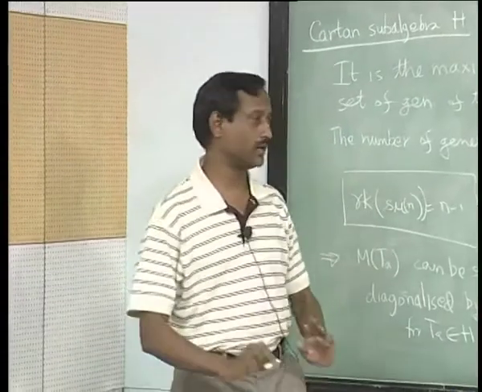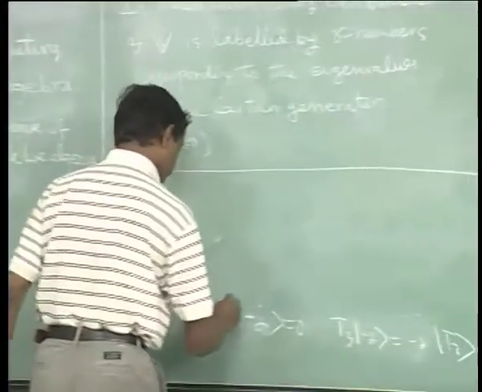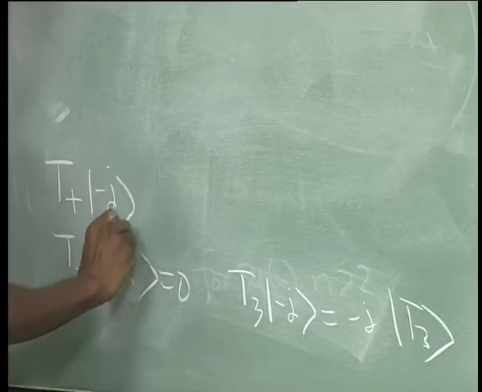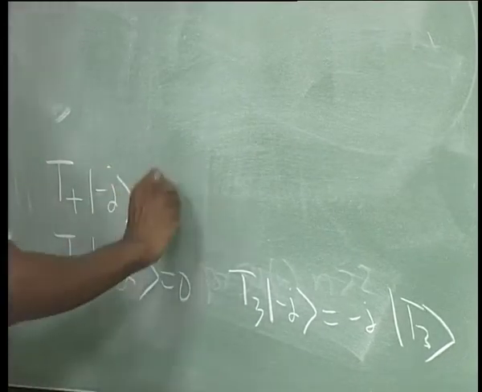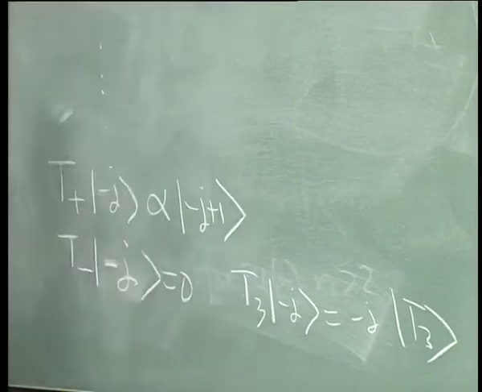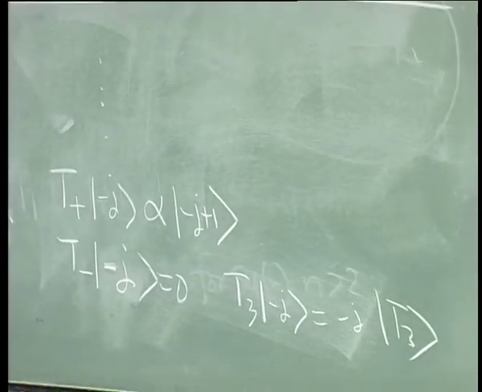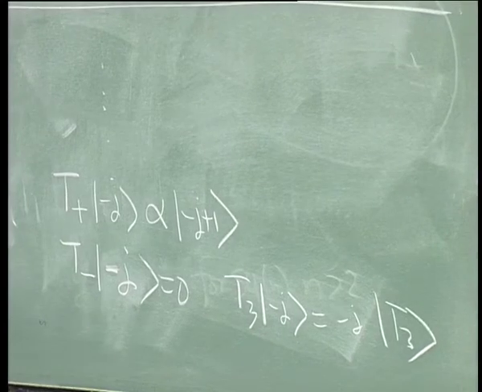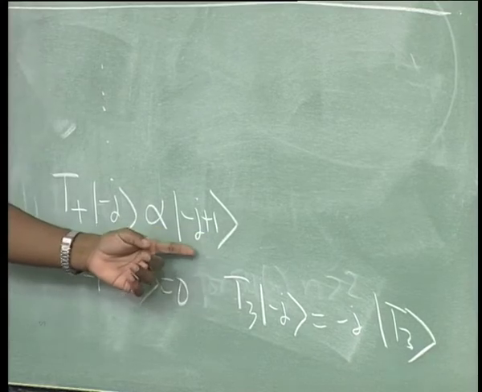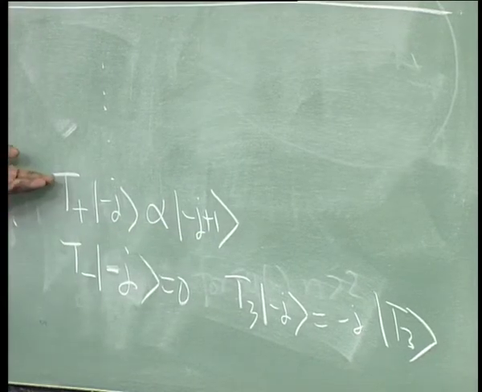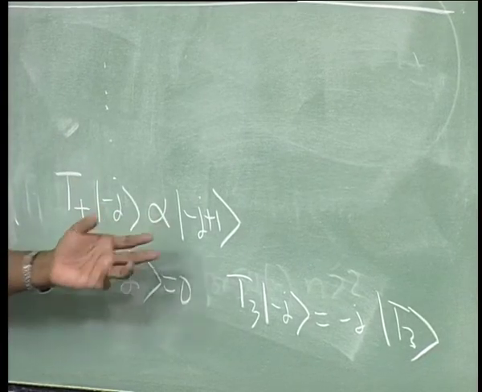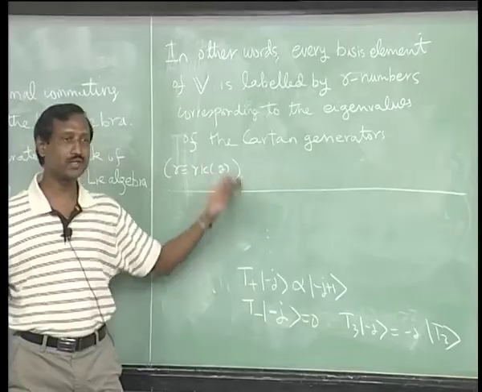Okay. It exists. So then I start raising it, so I will do T plus on minus j. We know that this is proportional to minus j plus 1. You keep on doing this, and what you are doing is raising the m eigenvalue. So it is like a raising operator. And each time it only gives you something proportional to it, so you have to work out the norm. You need to check the norm.